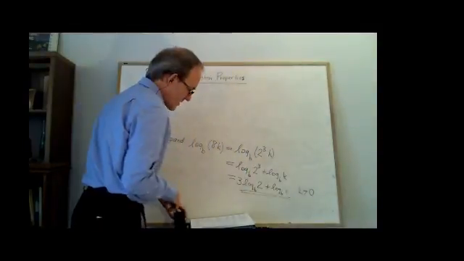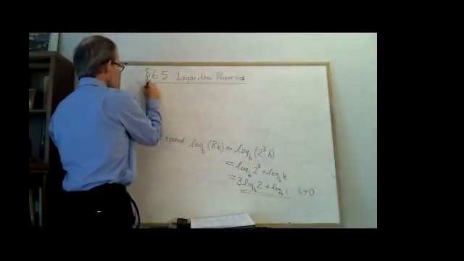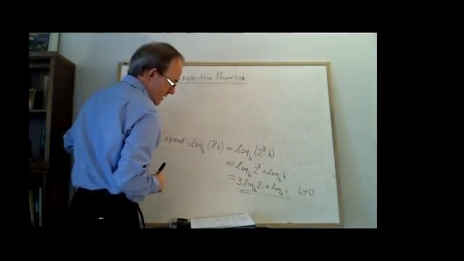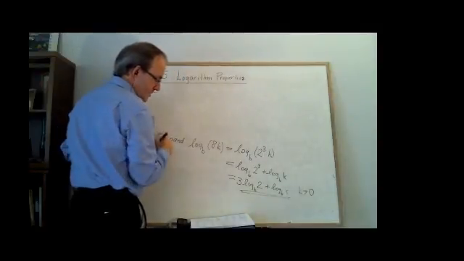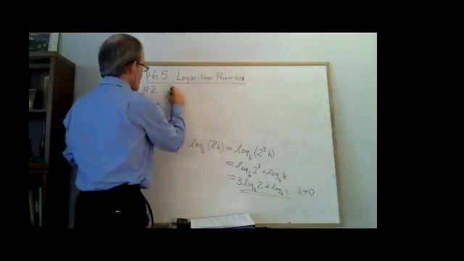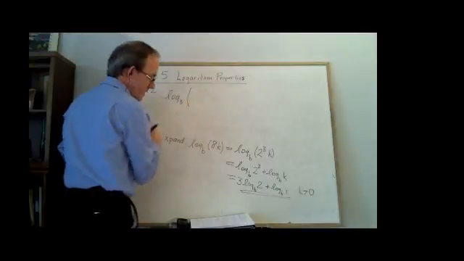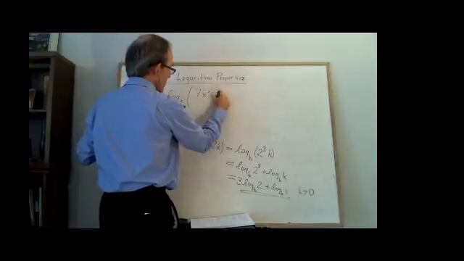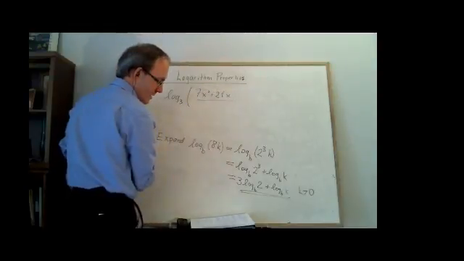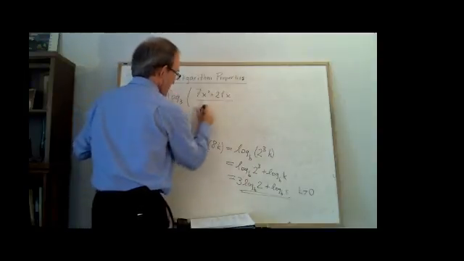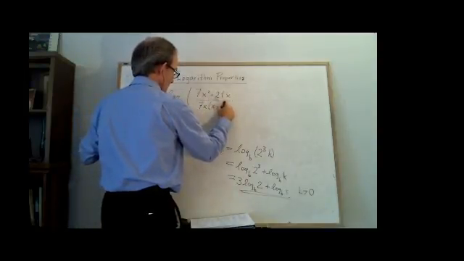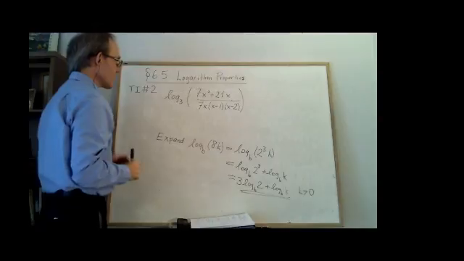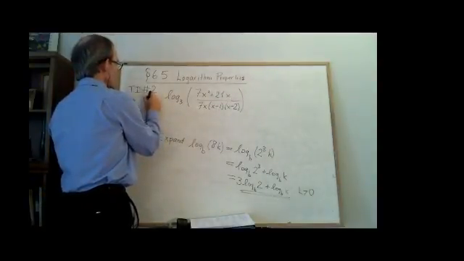Okay. So the next example, try it number 2, is to again expand this expression: log base 3, and I think the full expression was given as 7x squared plus 21x divided by 7x times (x minus 1)(x minus 2). So expand this.